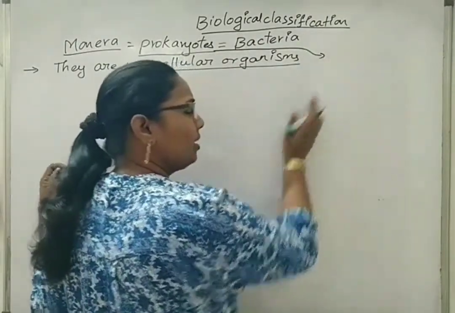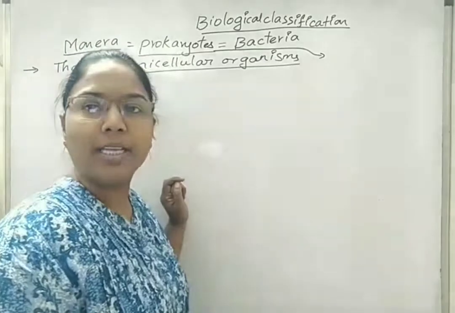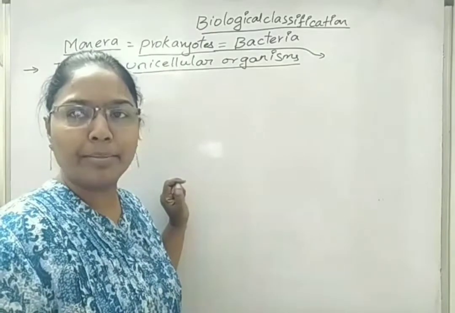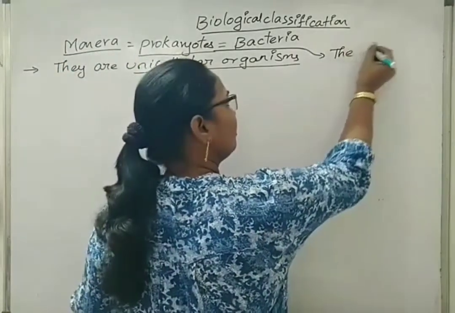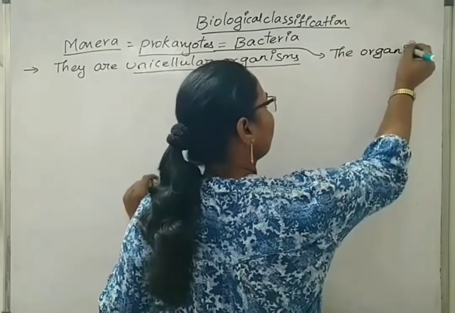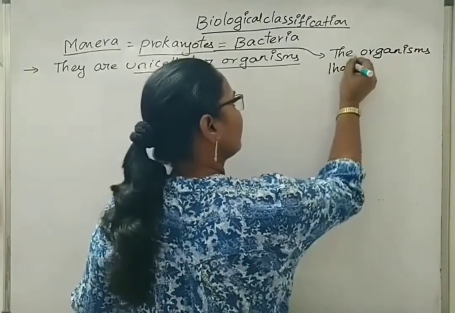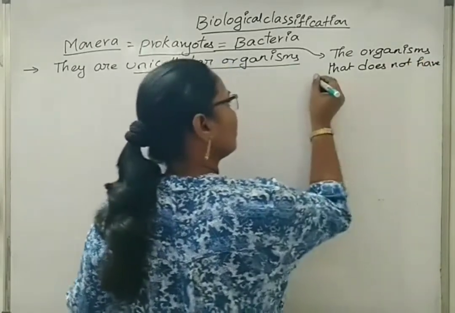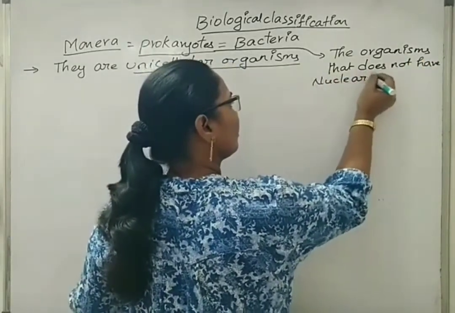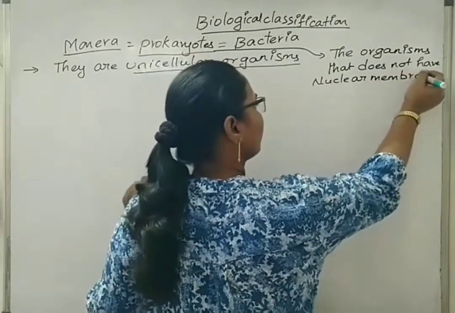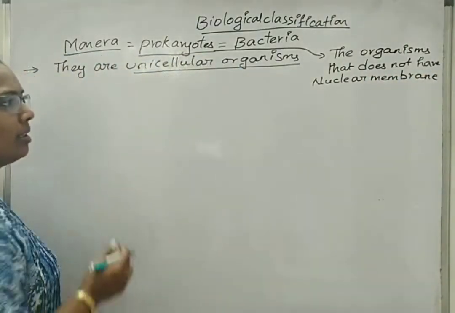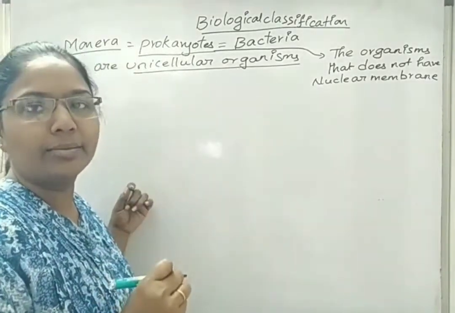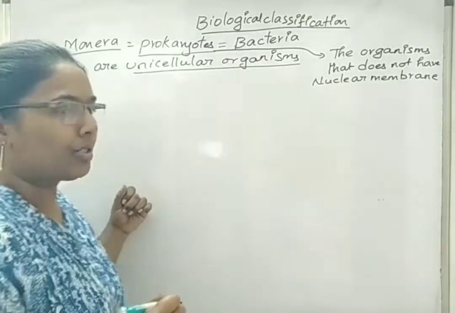Monerans are prokaryotes. What are prokaryotes? Prokaryotes are organisms that do not have a true nuclear membrane. All the bacteria which do not have a nuclear membrane around their genetic material are called prokaryotes.